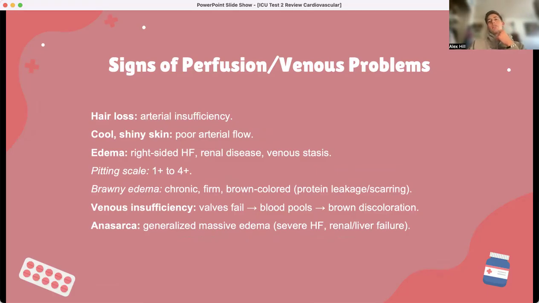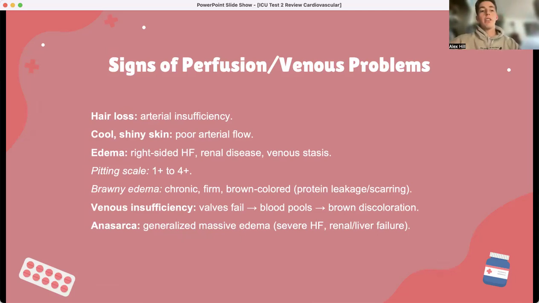Okay, so if you have perfusion or venous problems, so if you're not getting enough blood, you're not getting nutrients. So you'll have like shiny skin. It's not like creating more skin, and your hair's not going to grow as it should. You'll have all of these symptoms of nutrients not reaching your extremities because it isn't.